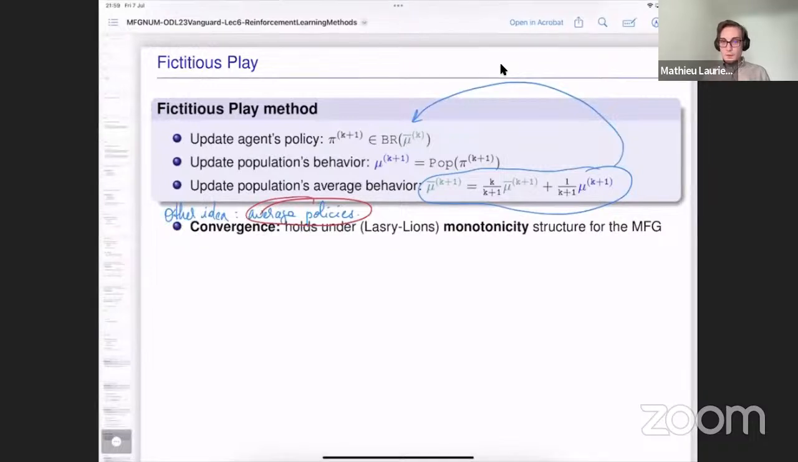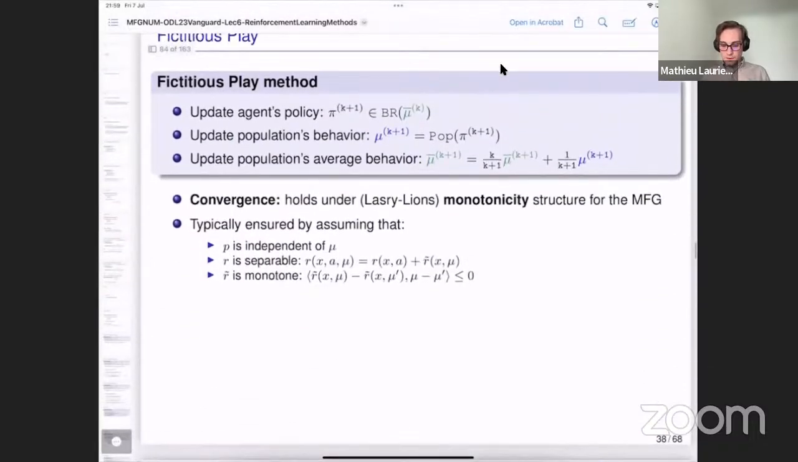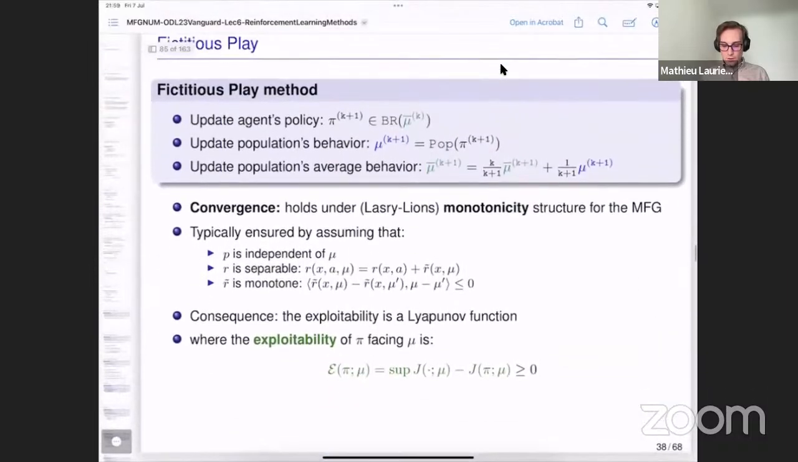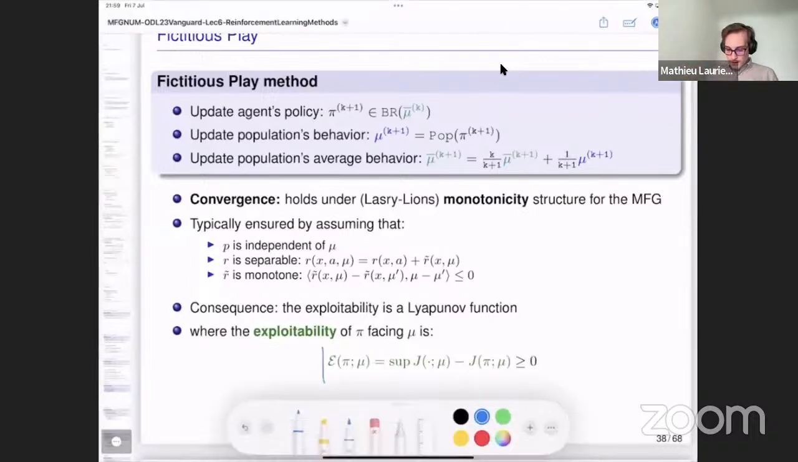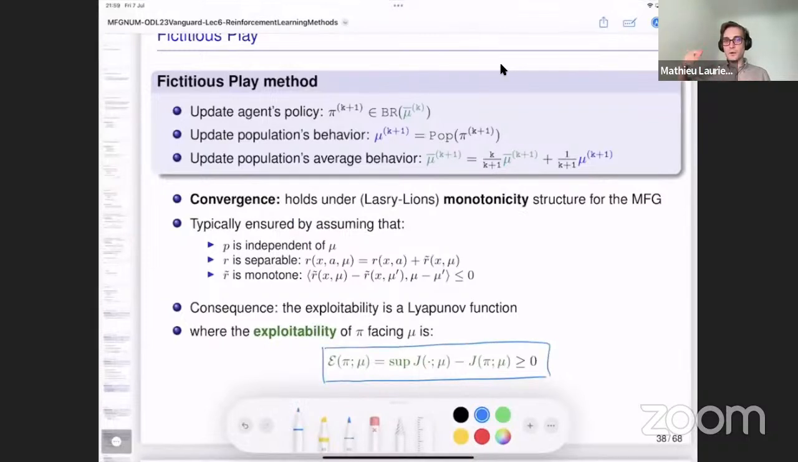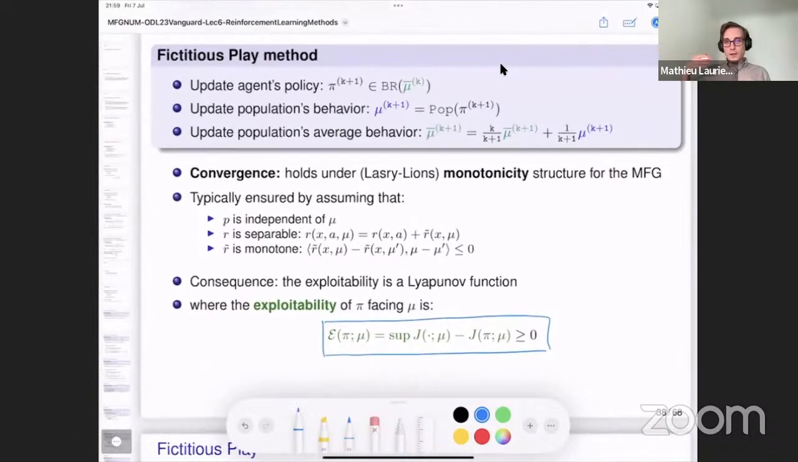So convergence typically holds under Lasry-Lions monotonicity. I already mentioned that, but here I add a small information, which is that in fact what the Lasry-Lions monotonicity brings is that you can use the exploitability as a Lyapunov function for the evolution of the algorithm. And using this Lyapunov function, you get convergence. So what is the exploitability? The exploitability is basically how much you can be better off by deviating.